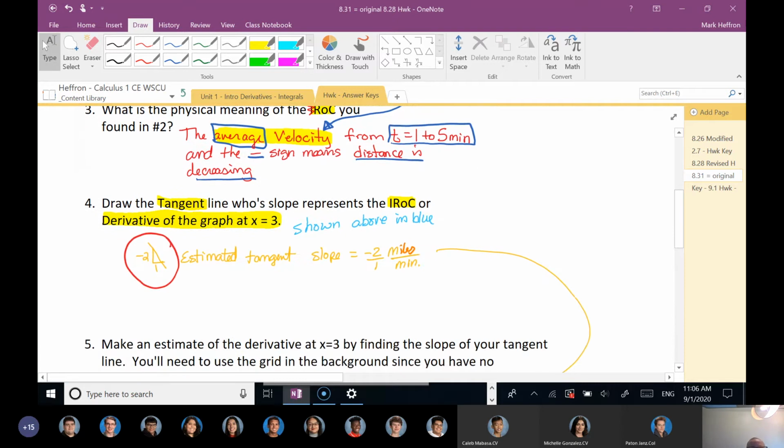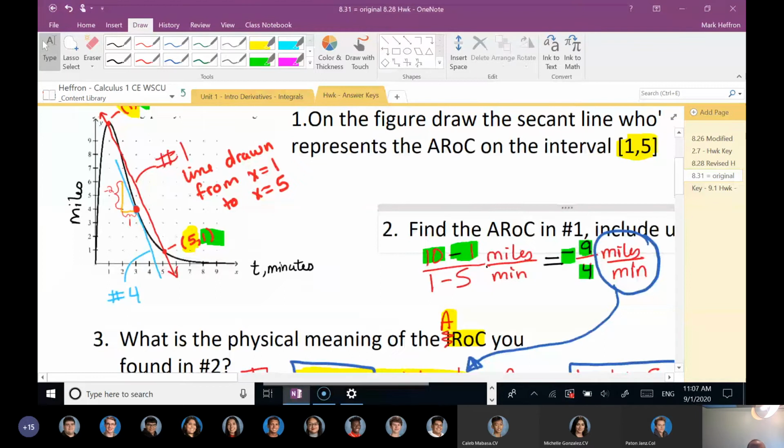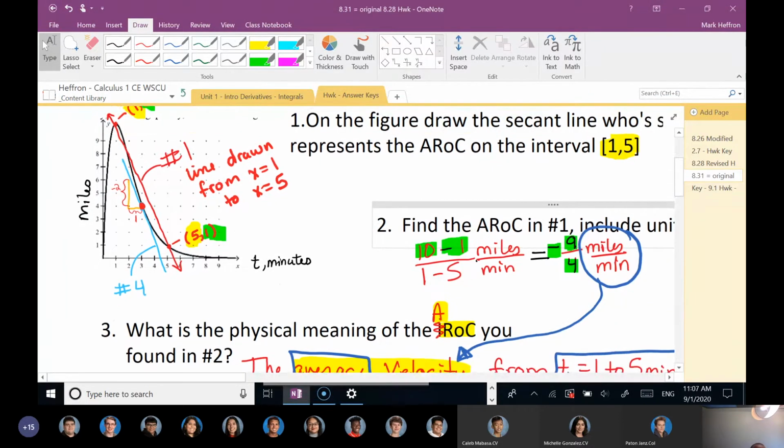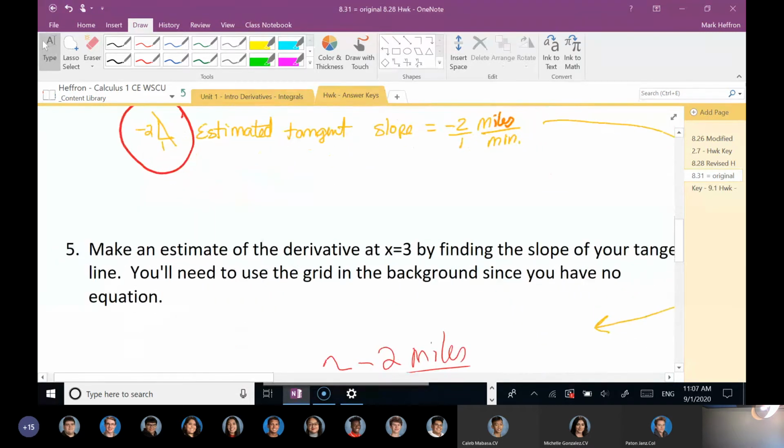Number 4, draw the tangent line whose slope represents the IROC, or derivative of the graph, at x equals 3. So if you look at my graph, that blue line that I drew is my answer to number 4. Then I want to look at number 5. It asked, make an estimate of the derivative at x equals 3 by finding the slope of your tangent line. You'll need to use the grid in the background since you have no equation.